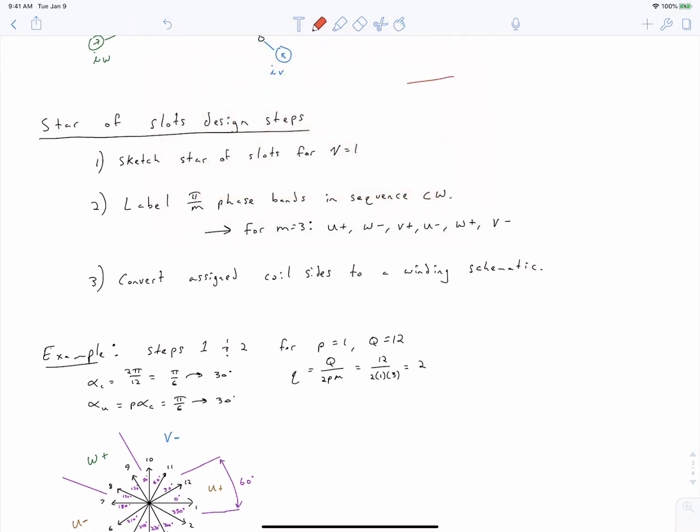And so I want to point out again when this approach works and when it doesn't. This approach works for any integer slot single layer winding. And it will also work for integer or fractional q double layer windings. However, we're going to talk more specifically about double layer windings in a later video because there are some specific nuances there that you can use to speed up your winding layout.